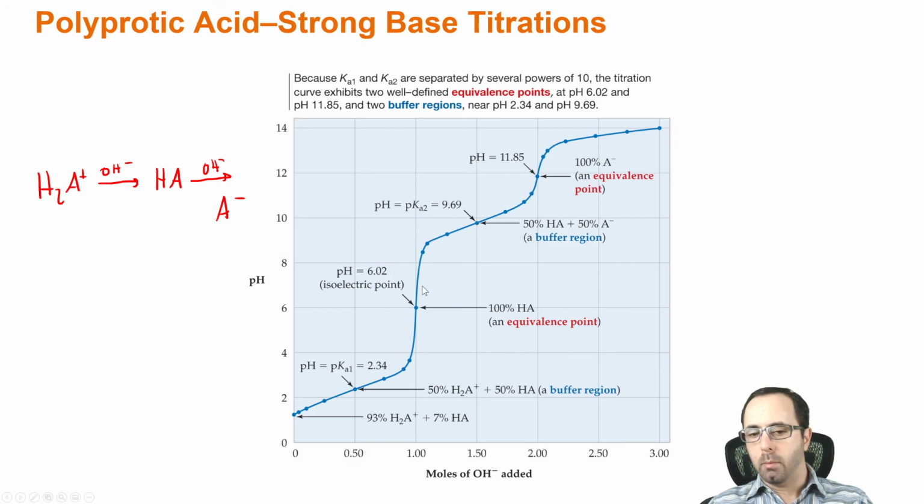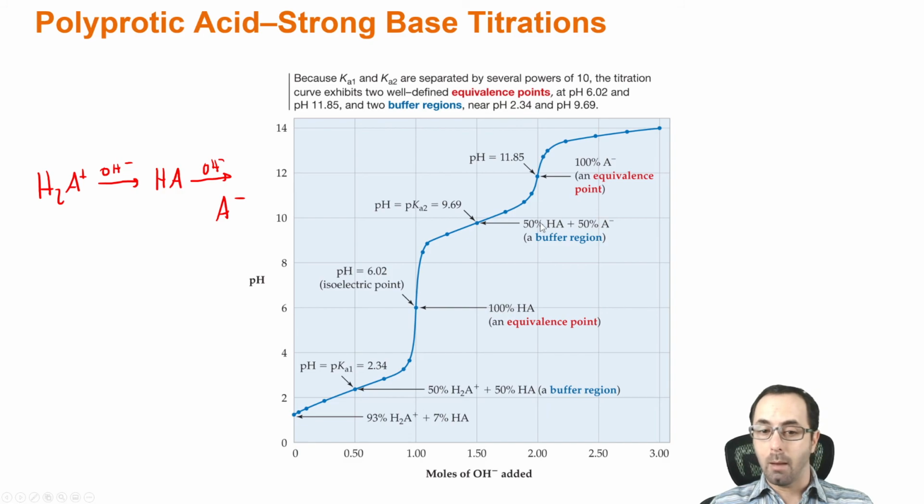Here, halfway between the first and second equivalence point, the pH will be equal to the pKa2 of the diprotic acid. And so you'll use that to figure out the pKa2 for a diprotic acid. And then you'll pick the relevant diprotic acid from a list of known diprotic acids based on their known pKa's. And so that's it. That's all you really need to know about the titration curve of diprotic acids.